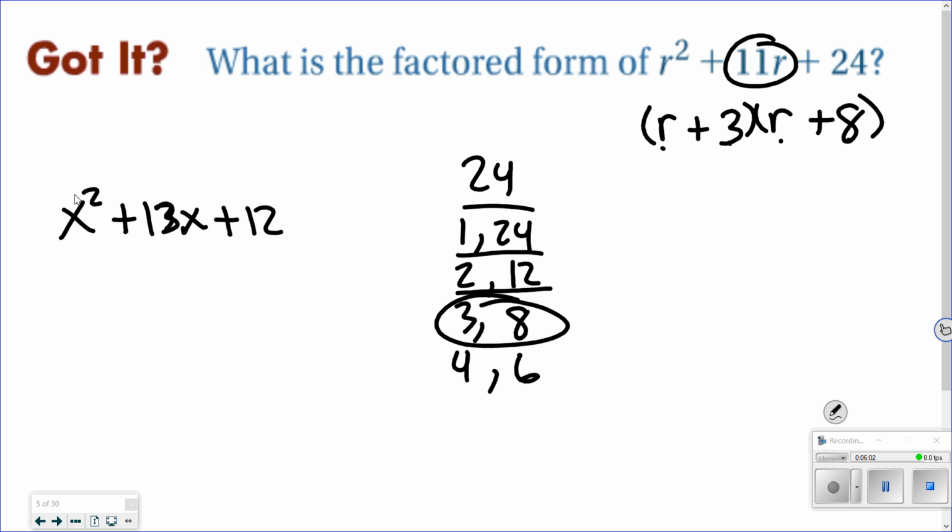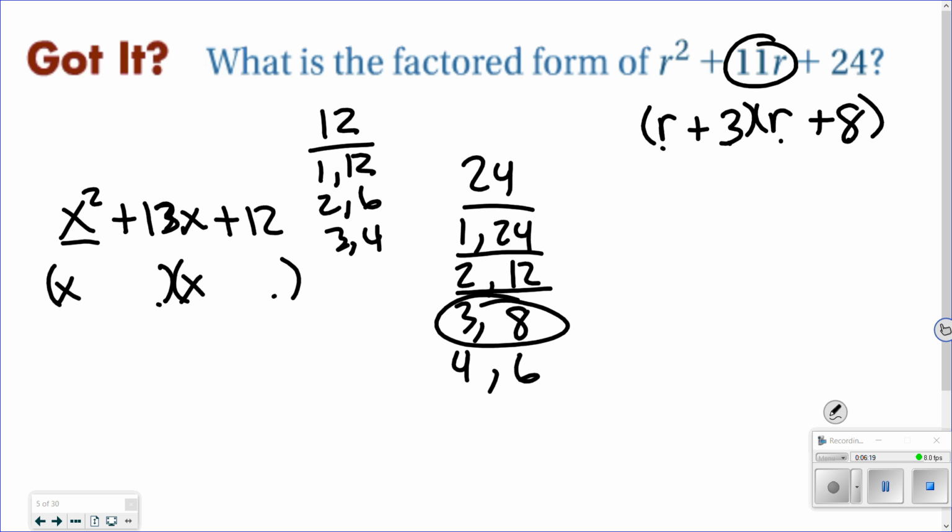So this is a quadratic trinomial. As soon as we see that, we do our 2 sets of parentheses. X and x, right? That gives me the x squared. When I multiply those two numbers, it has to equal 12. Let's make our list. So 1 and 12, 2 and 6, 3 and 4. Then I'm back to 4. There won't be any more. So I want the ones that add up to be 13. Well, that's 1 and 12. 1 and 12 add up to be 13, so it's going to be plus 1, plus 12.